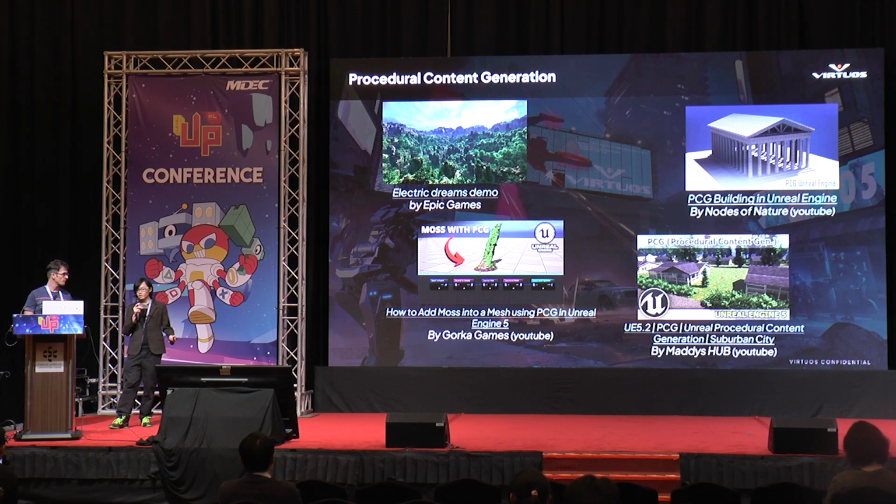That's why foliage scattering is the most common use in PCG, but of course there are more possibilities with it, and these are some of the use cases that I've found people doing online. So you have, again, the demo from Epic Games, Electric Dreams. There are also some people spawning modules and assembling a building with it. Some with a simple procedural city, or even just simply adding stuff to a mesh like the moss here.